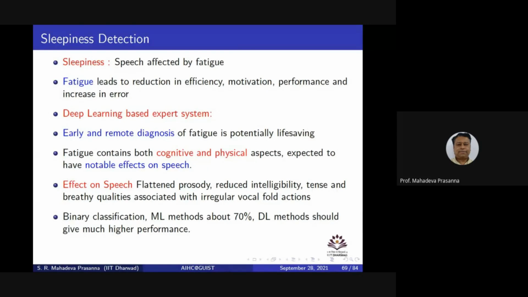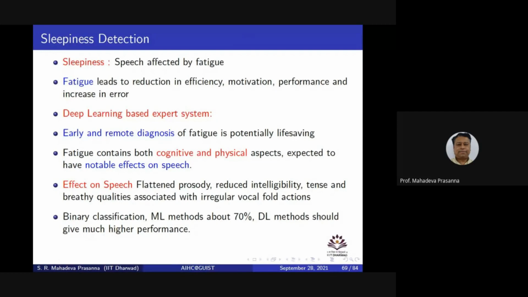But there are tasks which are important from a health point of view. For example, I want to detect sleepiness. Of course, we all experience that. If due to fatigue we get sleepy, it will lead to reduction in efficiency, motivation, performance. Accordingly, it will also increase errors.